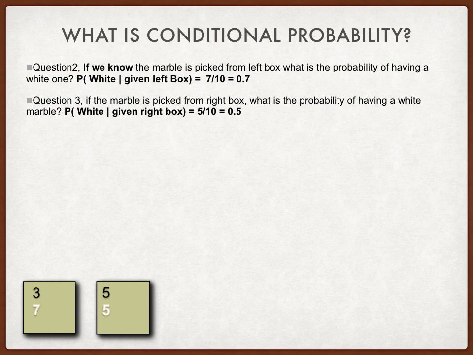If we ask the same question, but this time we know that the marble has been chosen from the right box, what is the probability this time? So that's how we write it. Probability of a white marble given the right box is chosen is 5 divided by the total number of marbles, 0.5. So that's the meaning of a conditional probability.